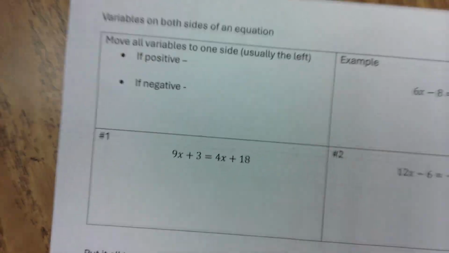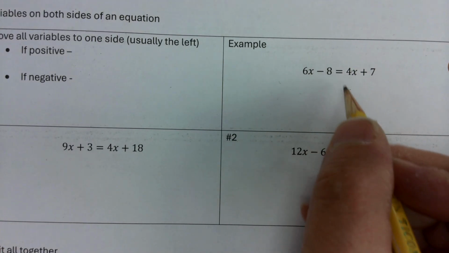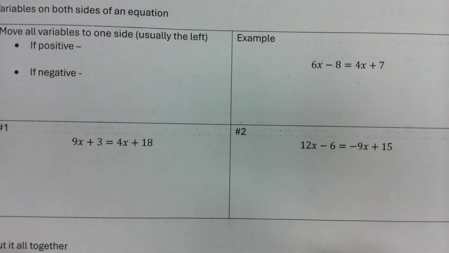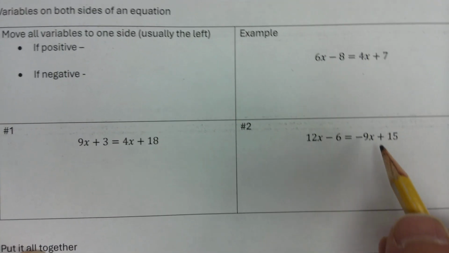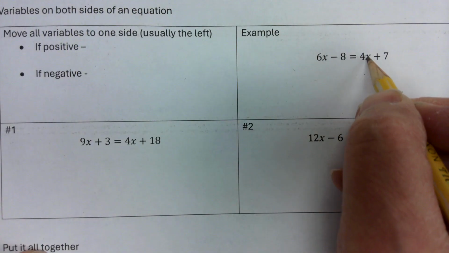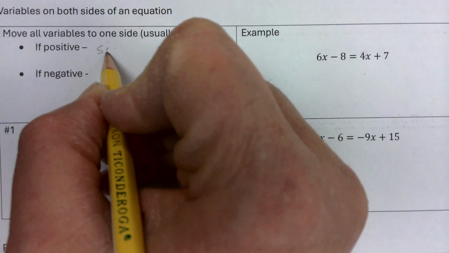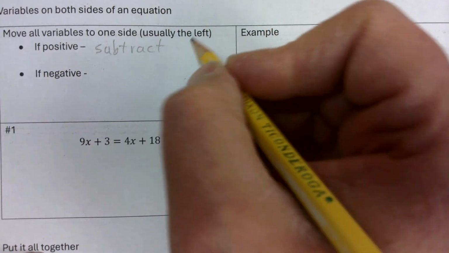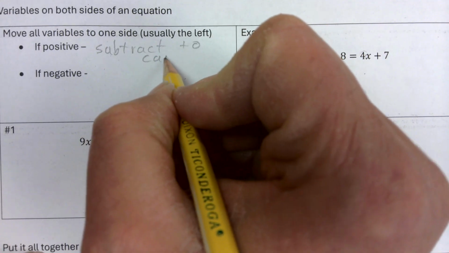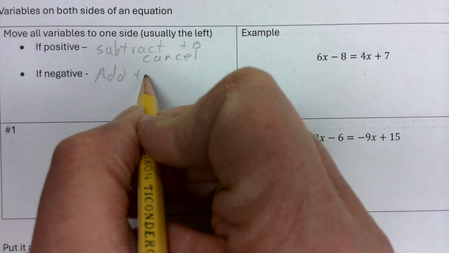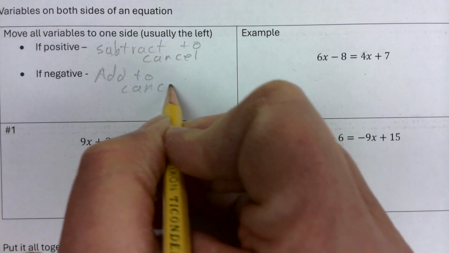Okay, so when we have variables on both sides of the equation, we've got to get the variables on one side. I typically bring them to the left, right? It can work if you bring them to the right. Well, actually, I think this one here we'll bring to the right, maybe. No, we'll see how it goes. But if your term with the variable is positive, you will subtract to cancel. And if it's negative, you will add to cancel. These are the inverse operations, right?